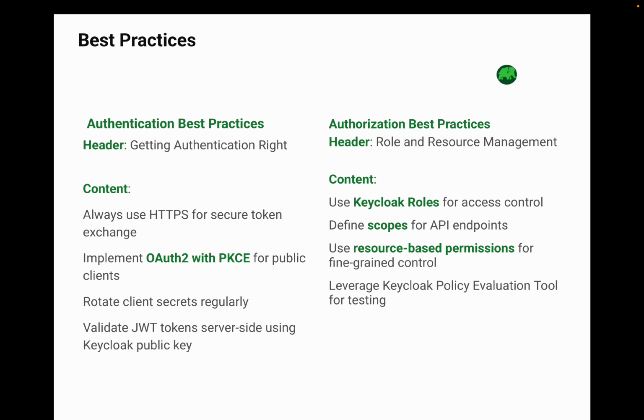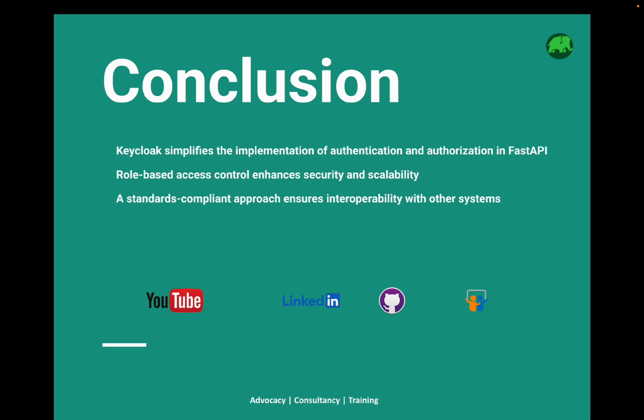By following these best practices, you will build a secure, scalable, and maintainable foundation for your FastAPI application. Alright, we have explored how Keycloak can significantly enhance your FastAPI application. Let us recap the key takeaways. Keycloak streamlines authentication and authorization, freeing you to focus on core application logic. Role-based access control provides a robust and flexible mechanism for managing user permissions, improving security and scalability. Standards compliance ensures interoperability with other systems, making it easier to integrate with existing infrastructure.